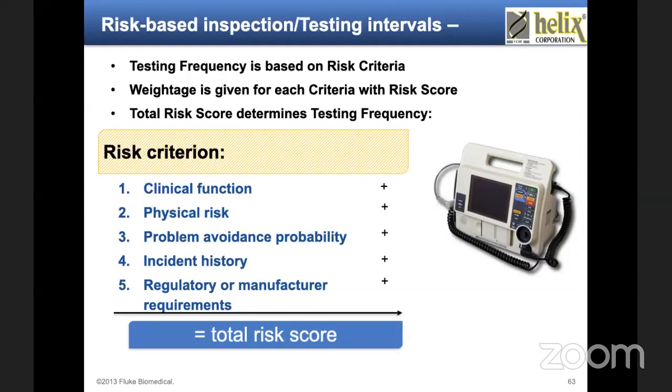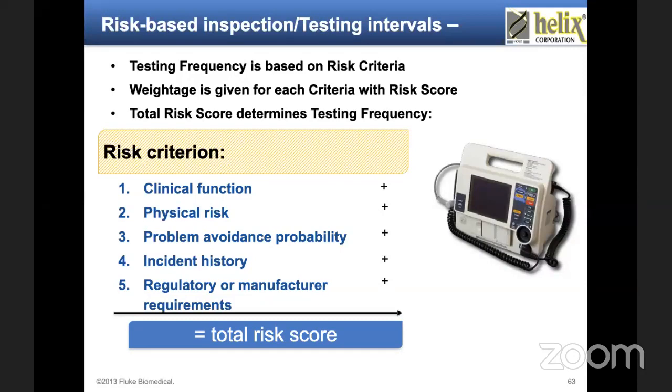Risk-based inspection and testing interval. Testing frequency is based on risk criteria. What is the risk criteria? Weightage is given for each criteria with the risk score. The total risk score is going to determine the testing frequency. Very simple. Clinical function, what is the risk score you are giving?